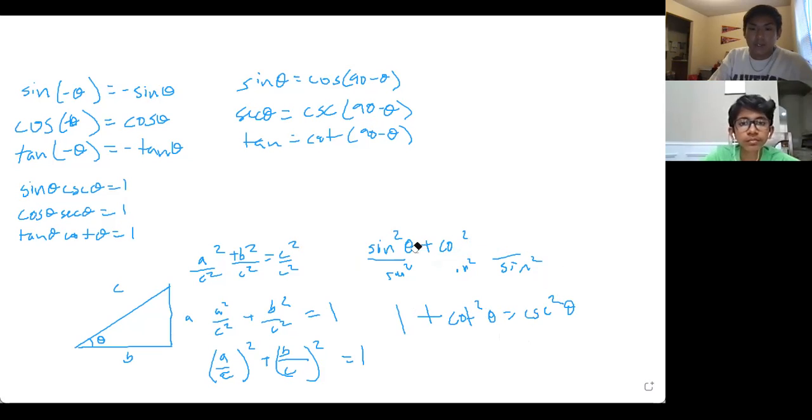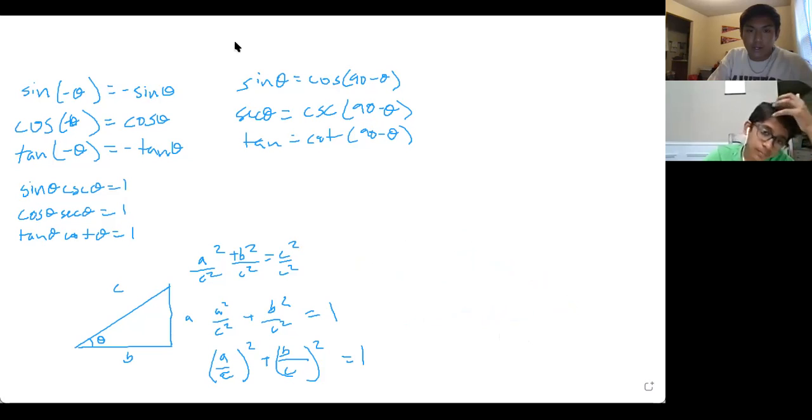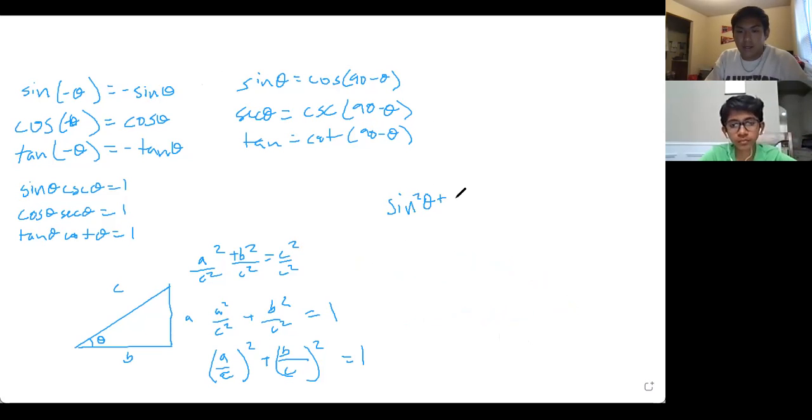So again, the most important one is sine squared theta plus cosine squared theta equals 1, because from there you can do everything. And you almost always want to be working with sine and cosine. Okay, did you understand that one? Does that make sense? Okay, good.